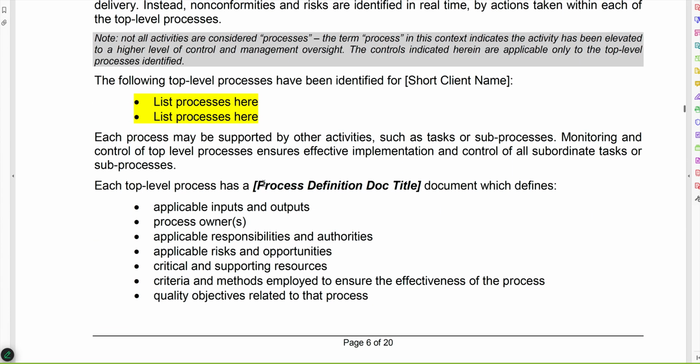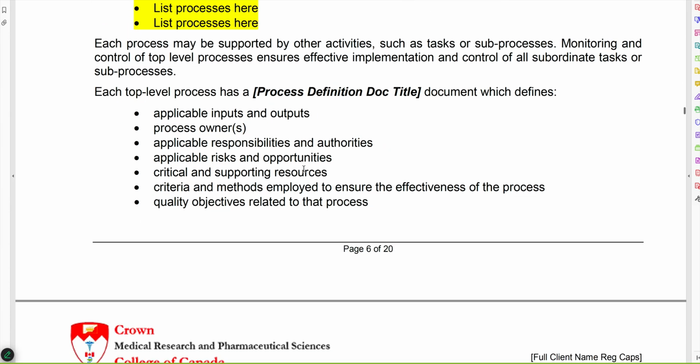Now, here, for example, for the process definitions, you have to write about the process. So what are the applicable inputs and outputs of the process? Who is the process owner? The who is not the name, it is the job title that we always add. Then we have to write down the applicable responsibilities and authorities of the job positions or titles. Then the applicable risks and opportunities for each of the processes, critical and supporting resources for those processes. Then we add the criteria and methods employed to ensure the effectiveness of the process, and we talk about the quality objectives related to each process.